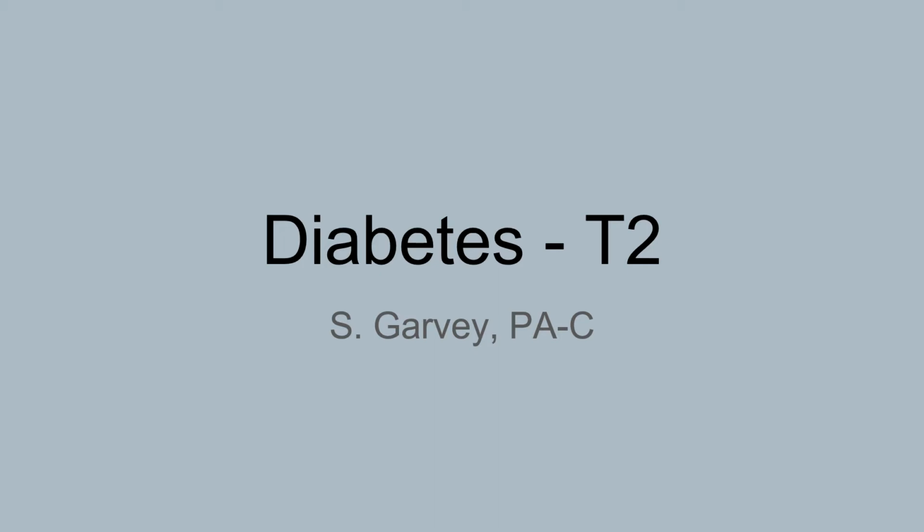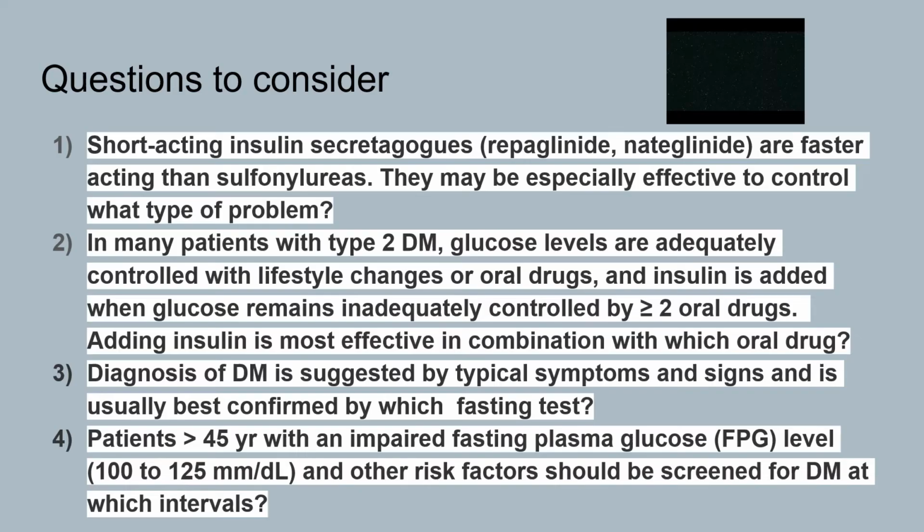Diabetes type 2. Okay, so our questions to consider. The first question: short-acting insulin secretagogues are faster acting than sulfonylureas, so they may be especially effective to control what type of problem? Just think for a minute about where in diabetes a very fast-acting medication might be helpful.